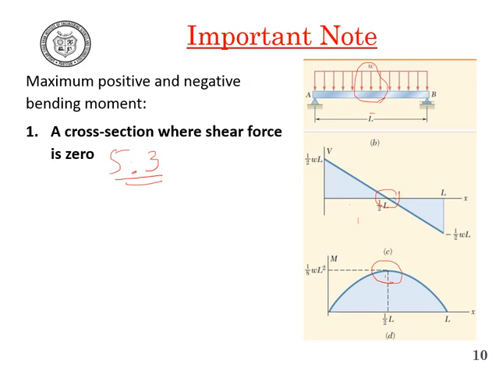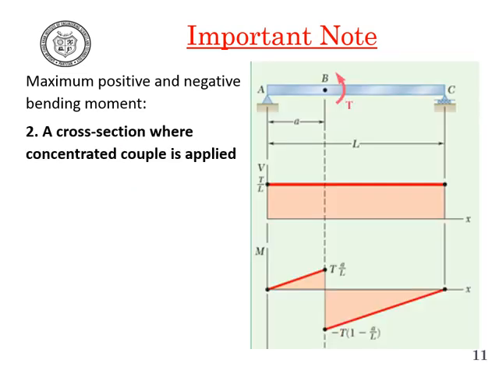Now, the maximum positive and negative bending moment can also occur where you have a concentrated couple or bending moment acting on the beam. For example, this one, your sample problem number 5.6. If you look at that, a concentrated bending couple is applied at point B. Now if you see the shear force diagram, that is constant because at both A and B the shear force is equal. But if you look at the bending moment, the bending moment is maximum at point B where the concentrated bending moment occurs.